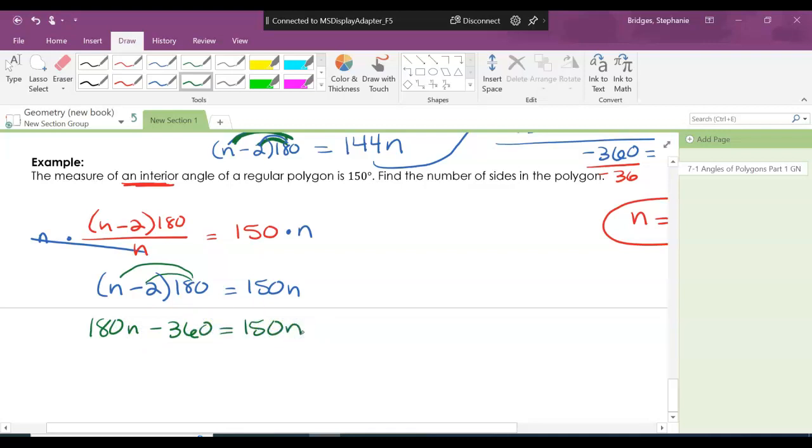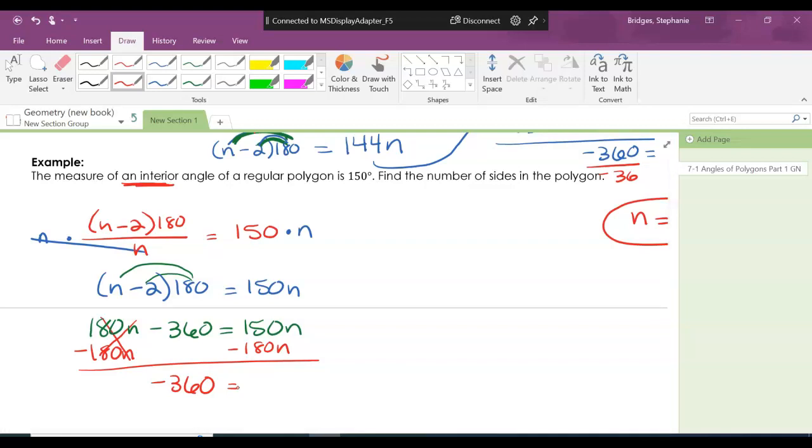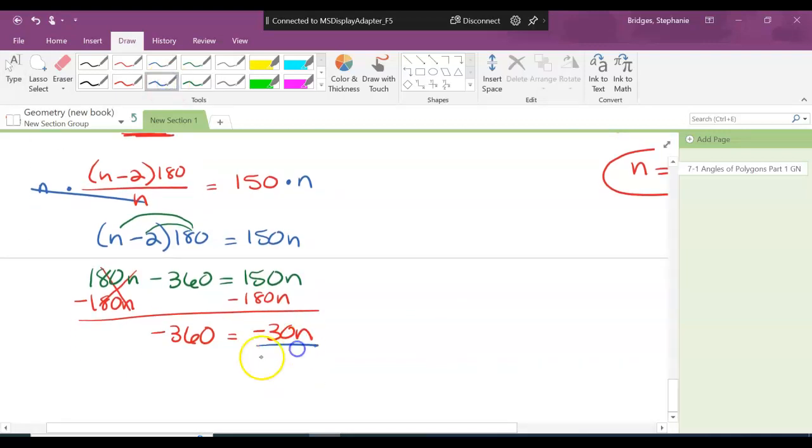Now what? Yeah, the 180 from the 360. Okay, every time you do this, you're going to want to get that negative 360 by itself. So you're going to move the n with it over to the other side, even though it looks backwards. What's 150 minus 180? Negative 30. And then if I divide both sides by negative 30, what is negative 360 divided by negative 30? 12. So we have 12 sides.